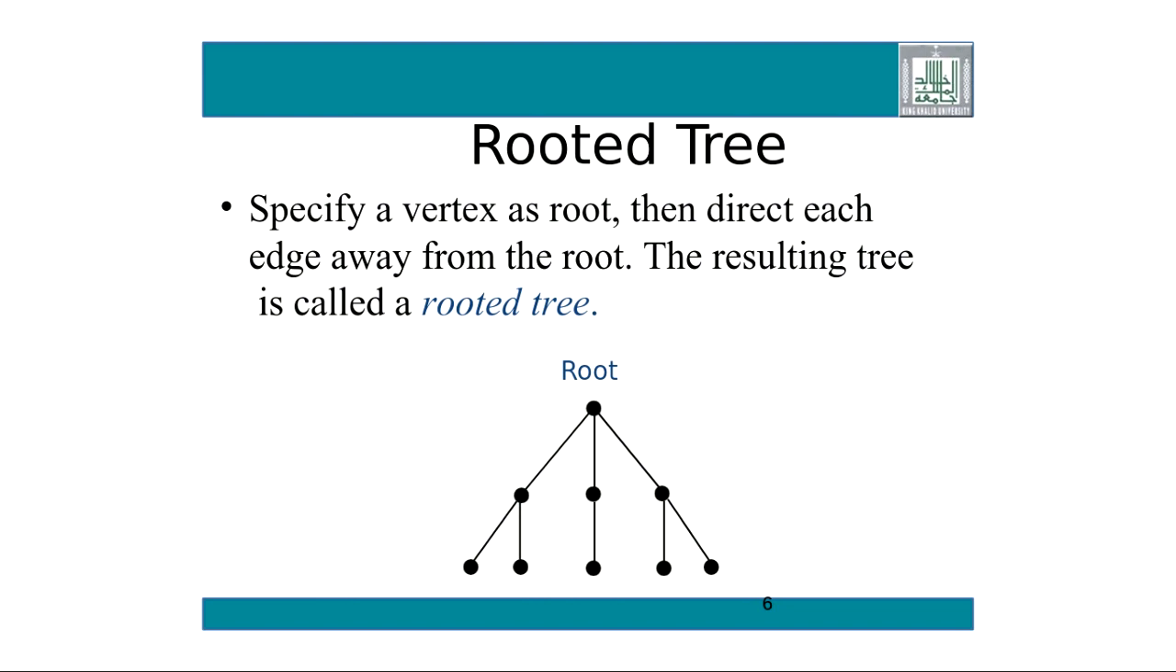Rooted tree means you can consider any one vertex as a root. This is called a vertex. You can consider any vertex as the root, and by using that root you can describe the children, left, right, and so on, and describe the tree. So this is an example of a rooted tree.